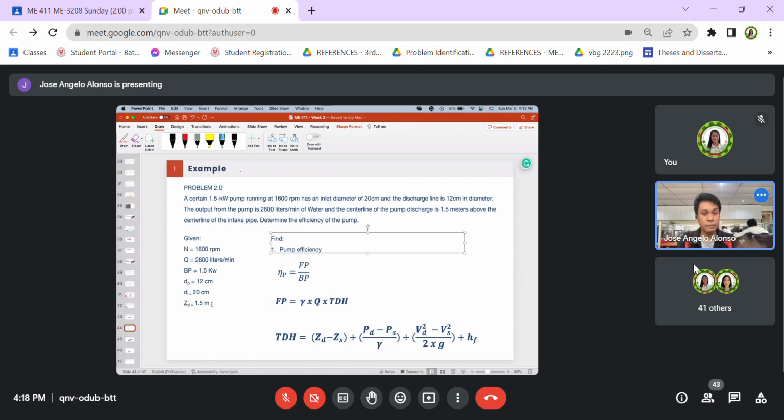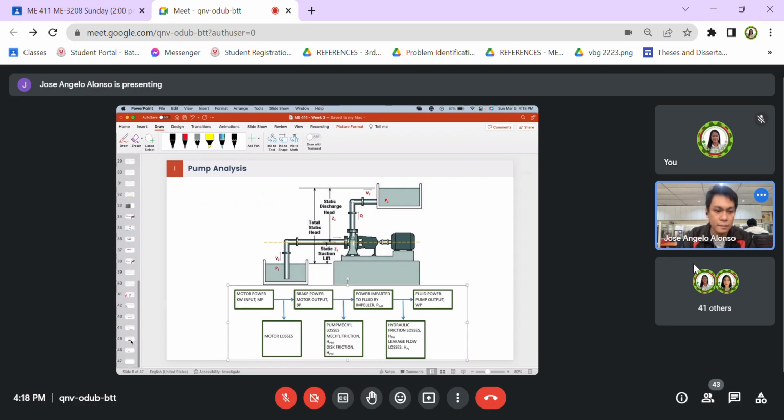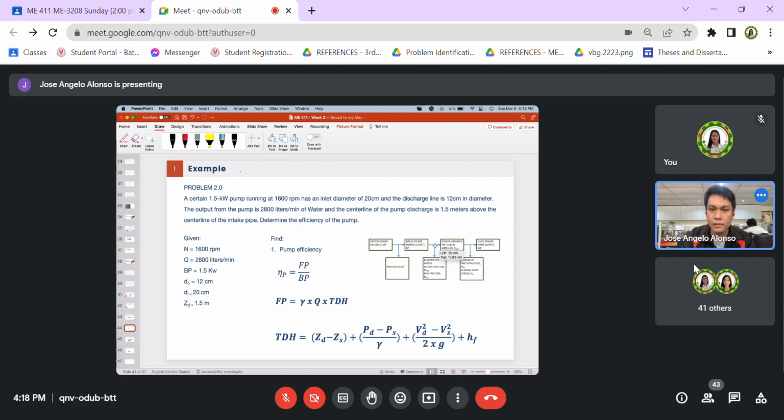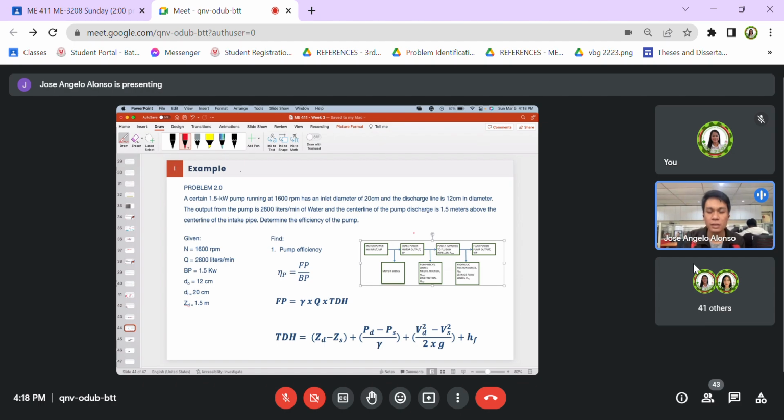So, let us list first kung ano yung mga given. So, binigay rating ng ating pump which is 1.5 kilowatts. Isama lang natin dito, based dito sa ating pump analysis. Pag sinabing certain 1.5 kilowatt pump running at 1,600 RPM, ano sa mga ito yung gagamitin natin or ano yung dinidiscuss dito na power? So, hindi siya yung fluid power kasi ito yung rating ng pump natin. So, most likely, siya yung ating tinatawag na brake power kasi siya yung input sa pump o siya yung magiging pump rating. So, yung 1.5 kilowatt na yun, that will be the brake power.